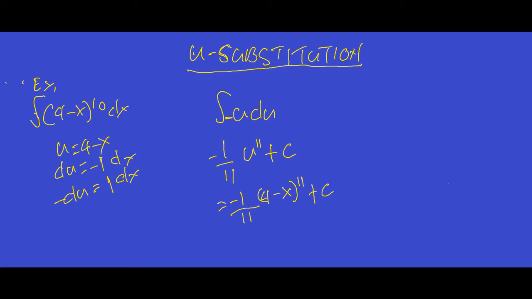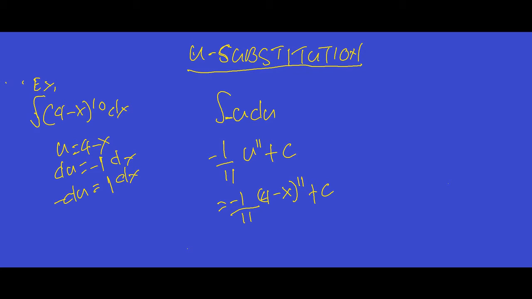So, meron akong example dito, integral of 4 minus x raised to the power of 10 times dx. So, ginawa ko is U-Substitution. Ginawa ko yung u is 4 minus x. Then, du, di-differentiate ko siya. So, naging negative 1.